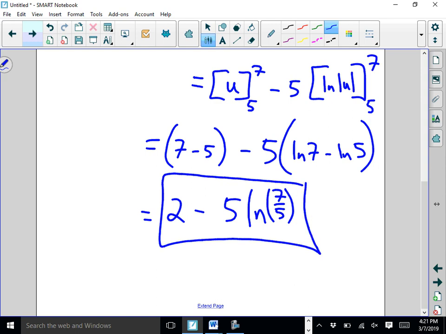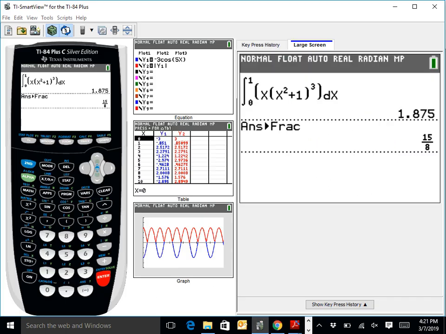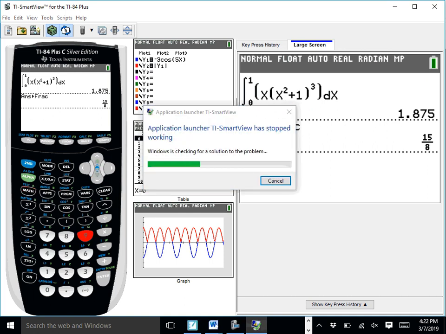Now, if you don't believe me that that's really the answer, let's take a look. Let's just check it on the calculator. I'm going to type my original integral in here. Uh-oh. Oh, great. Well, I guess that's not going to work.